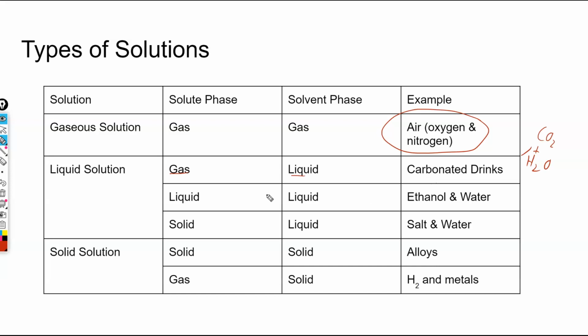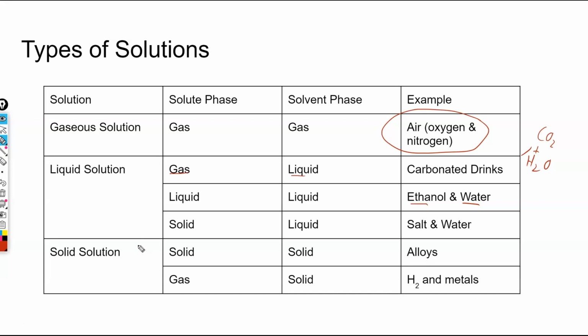The second type of liquid solvent solution is liquid-liquid. So I mix two liquids together. We'll talk more about this in a second, but an example is ethanol and water. If you mix ethanol and water together, you'll get a liquid-liquid solution. And then, like we already talked about, I can put a solid into a liquid, which is salt and water or sugar and water. So it's something that we've already talked about before.